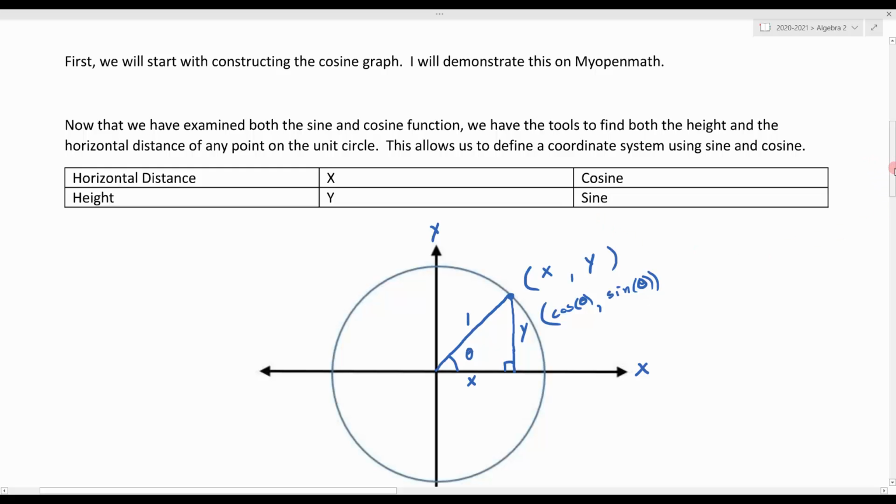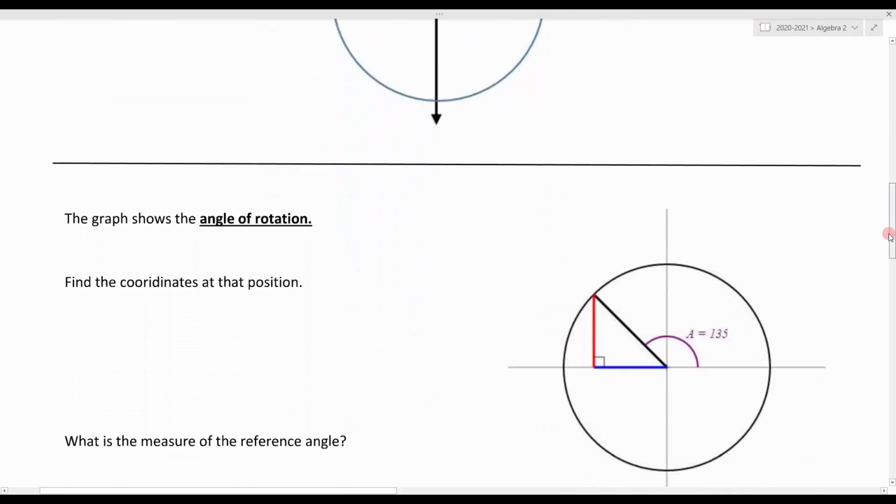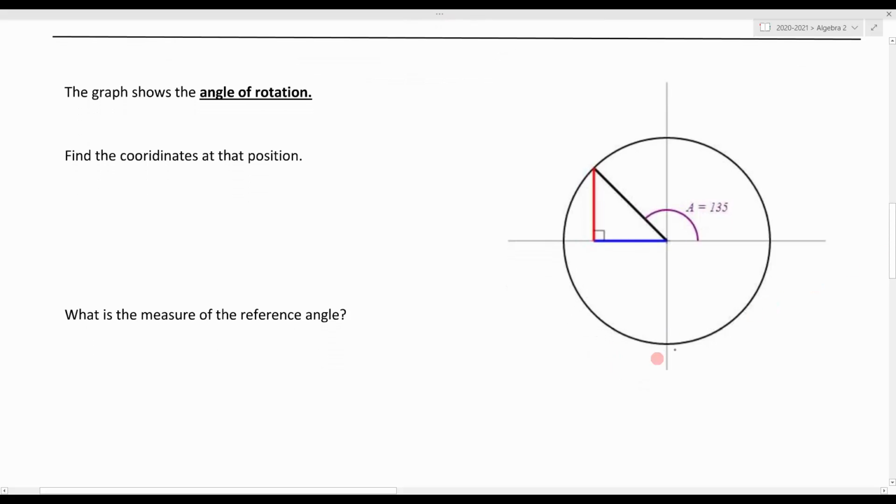Okay, so let's give it a try. Let's see what we can do with this and use it in an actual problem. All right. So in our graph here, they show us the angle of rotation, right? So this is our angle of rotation from the start of the ride to where the rider is currently located. So this is their current location, and we're trying to find the coordinates of this point. So we would say x comma y, and we know that we can find x using cosine theta, and we can find y using sine theta.